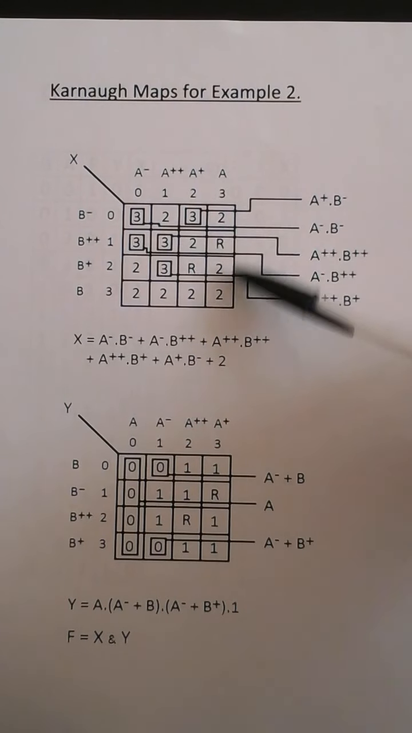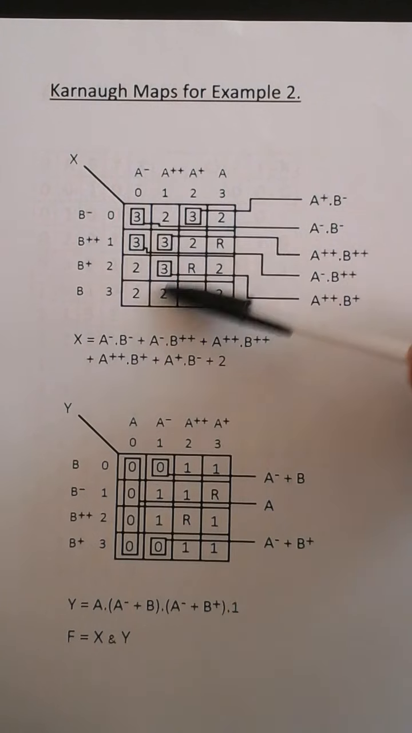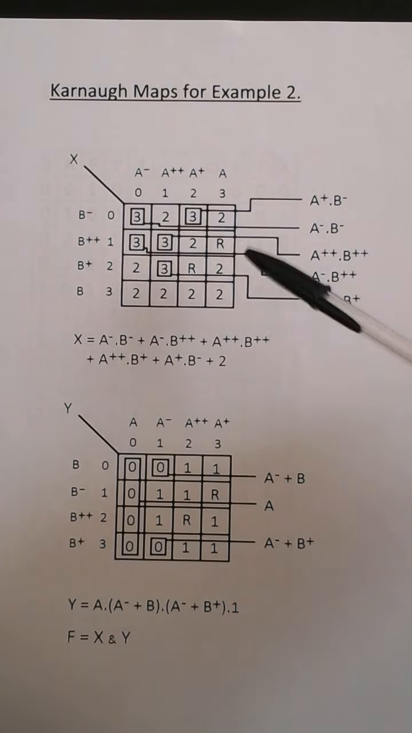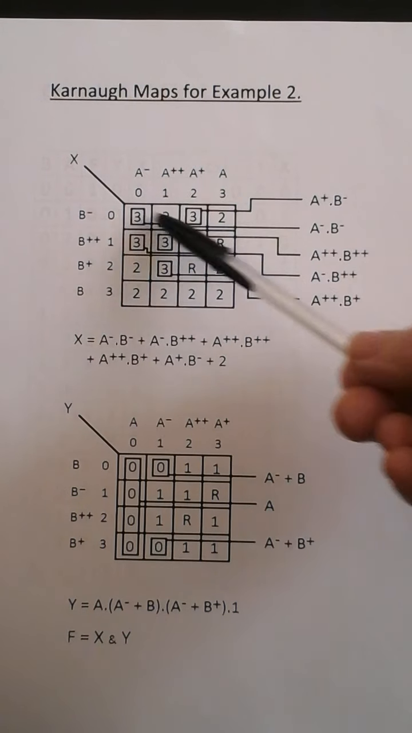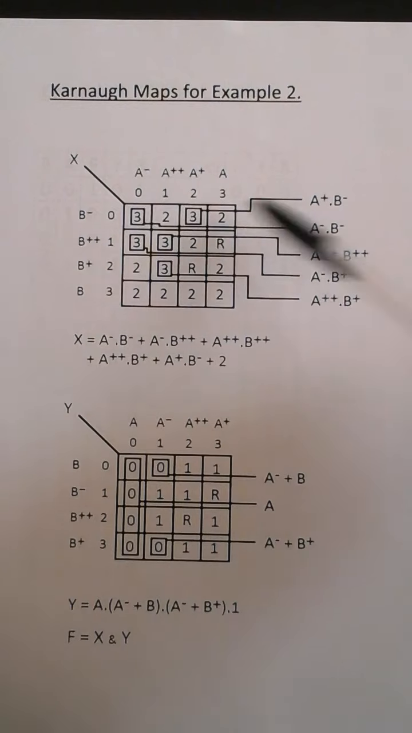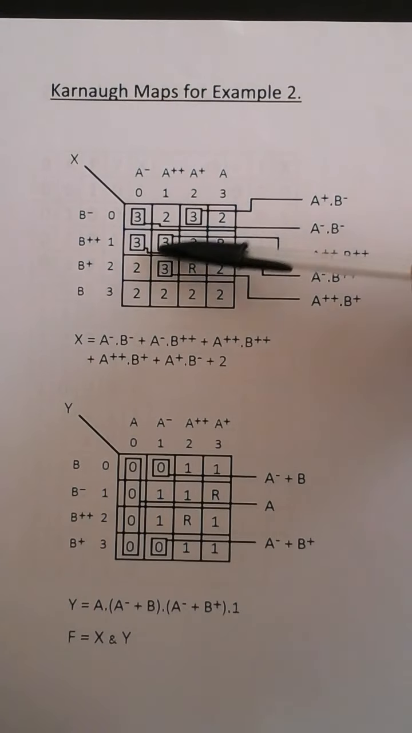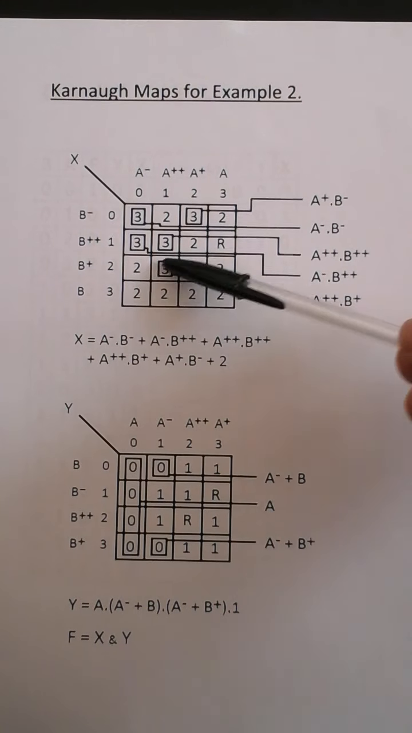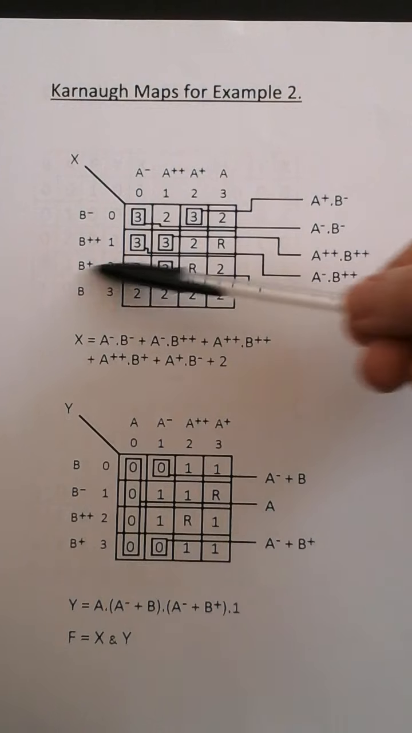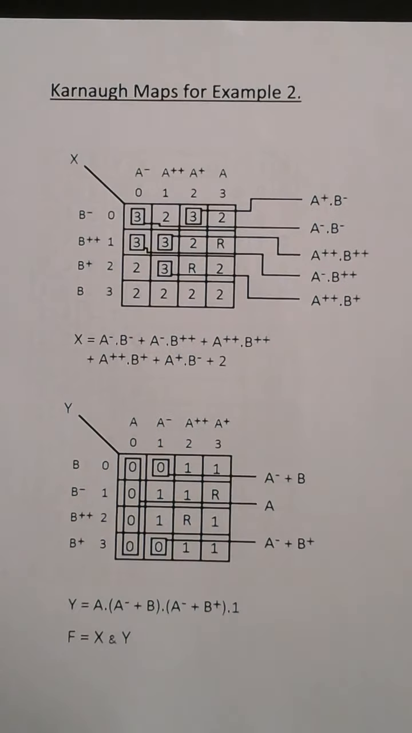So none of these coordinates can be looped in a group of 4, so they're all single coordinates. So here, this is a coordinate where a equals 2 and b equals 0. It's a plus min b minus. And similarly for all the rest of them. For example, this one is a plus plus min b plus. You just read off the coordinate from the Karnaugh map and assign the variable to it.